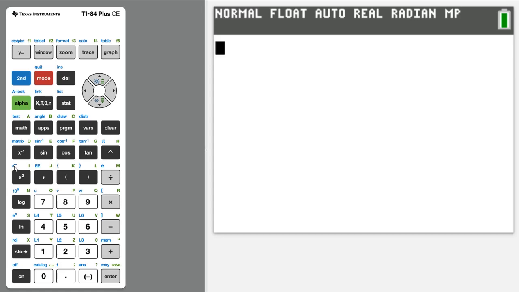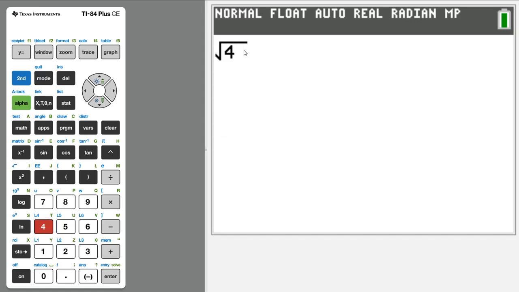In order to get to it, you're obviously going to have to hit the blue button second. They're color-coded. So you hit the second button to hit any of these blue buttons on your calculator, the green button alpha to hit any of those green letters or other options on your calculator. All right, so if I'm going to do the square root of 4, for example, I'm going to hit second square root, and I'm going to type 4 in.